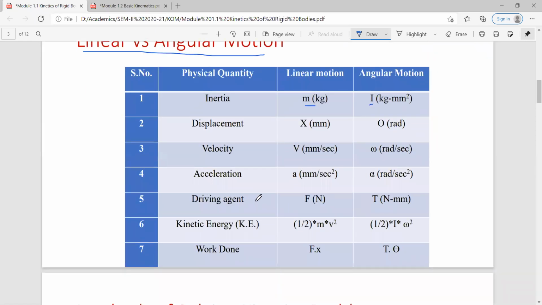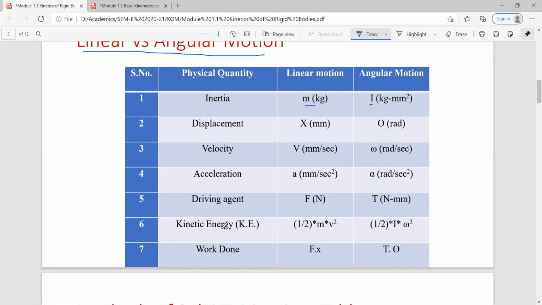Driving agent means what is causing the motion. In case of linear motion, it is the force which is causing the motion, and in case of angular motion, what is behind the angular motion? That is nothing but torque. If some torque is acting on the object, then it rotates, it turns. And torque is given by force into radius. Radius you measure from the axis of rotation.